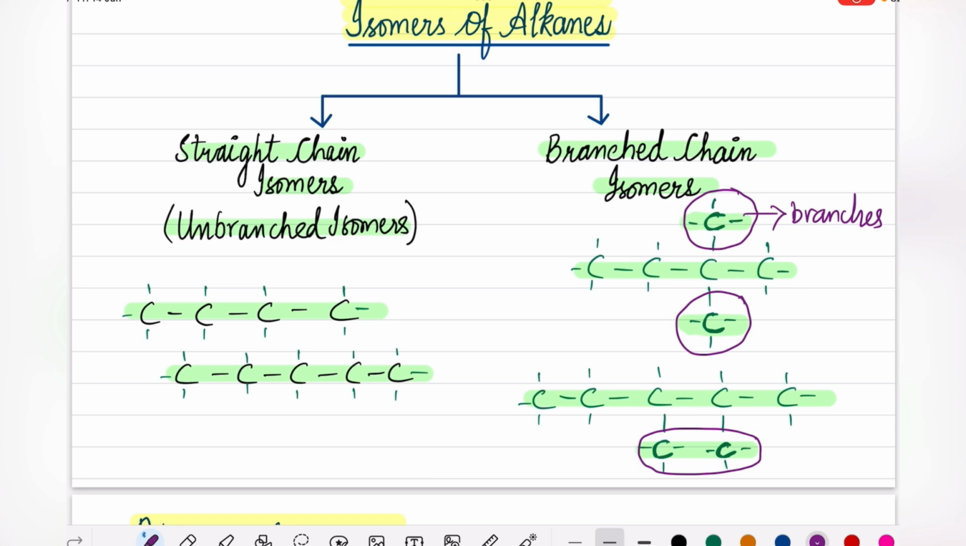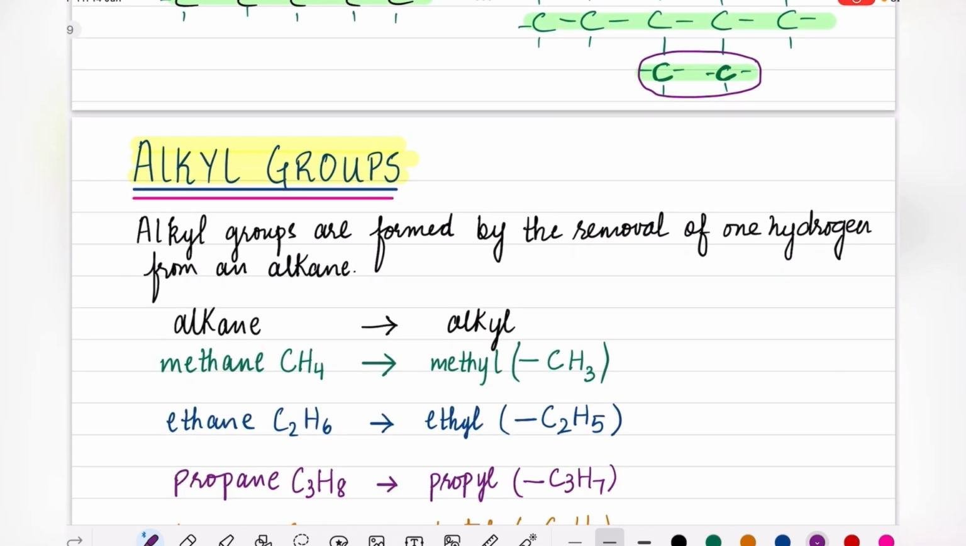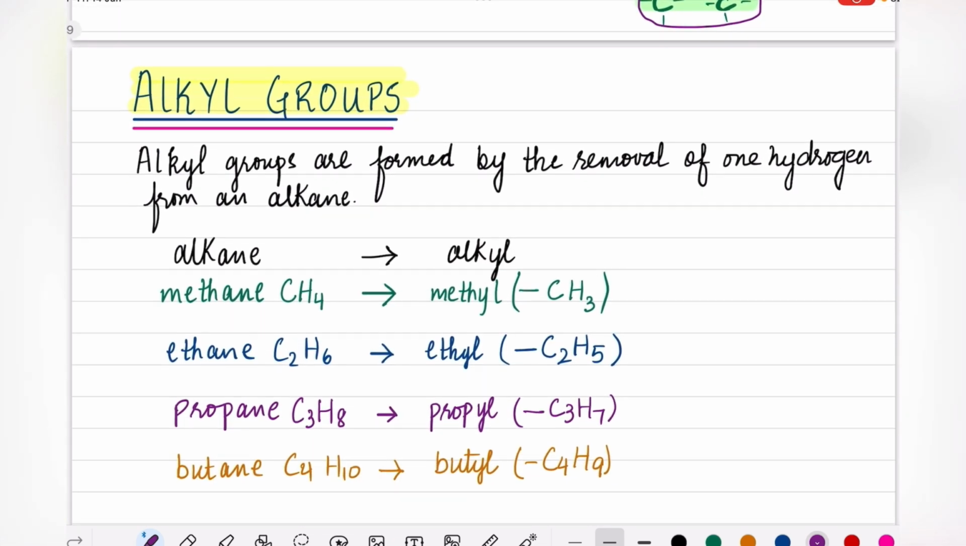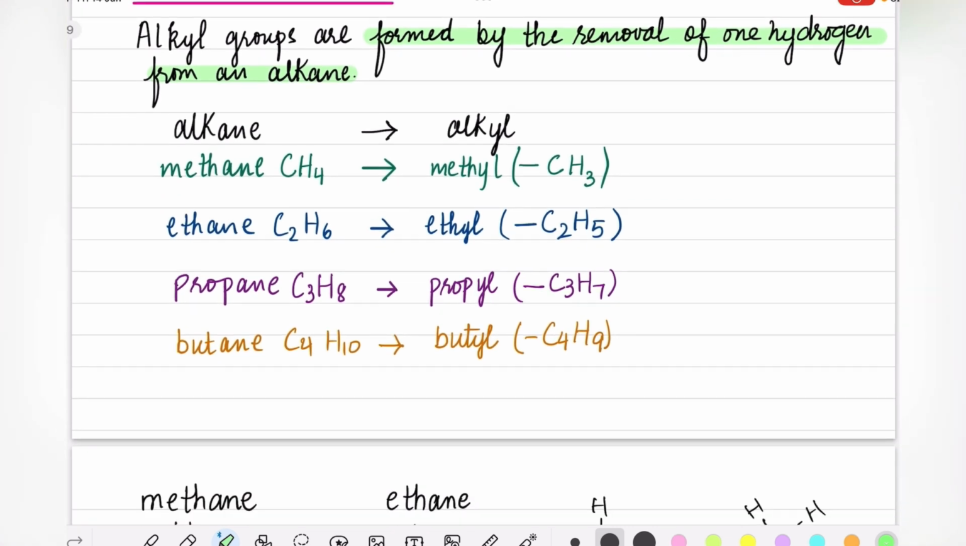Now, what are branches in the branched chain isomers? Branches refer to the alkyl groups. Alkyl groups are known as branches. Now, how are these alkyl groups formed? They are formed by the removal of one hydrogen atom from an alkane. For example, the first member of the alkanes homologous series is methane. Its molecular formula is CH4. When it changes to alkyl group, it is known as methyl and its formula will be CH3.